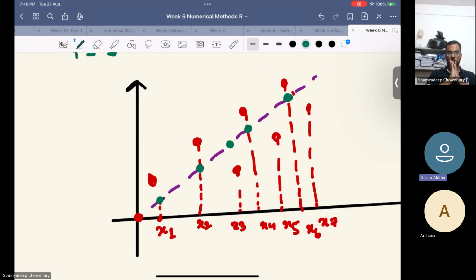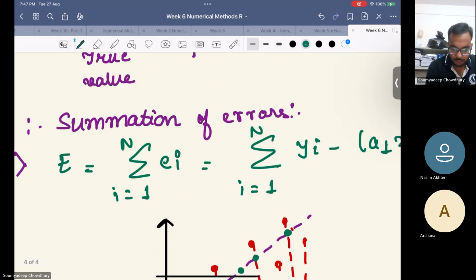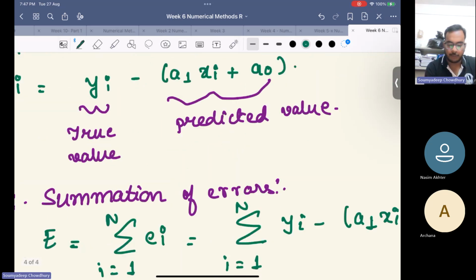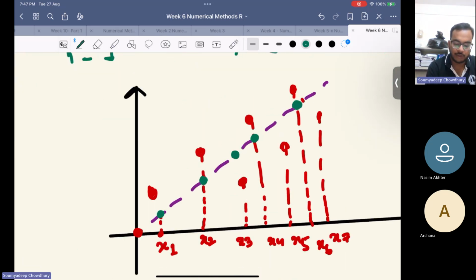It's negative. It is negative, right? No, it is not negative. It is true value minus predicted value. So the true value is greater than the predicted value here, right? So it is positive. The true value is red minus the green value, which is the predicted value. So the error is positive at x1.